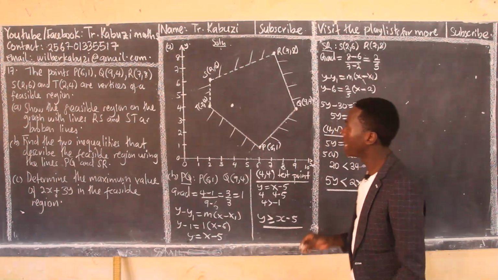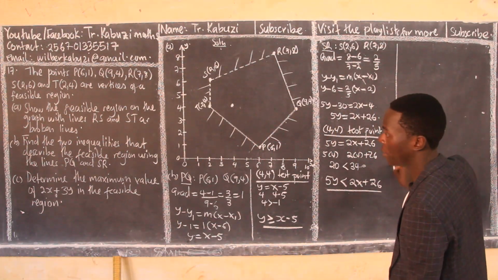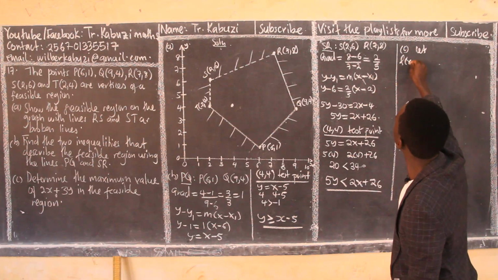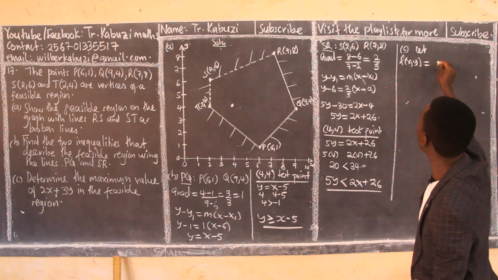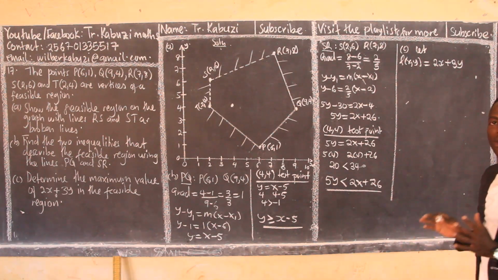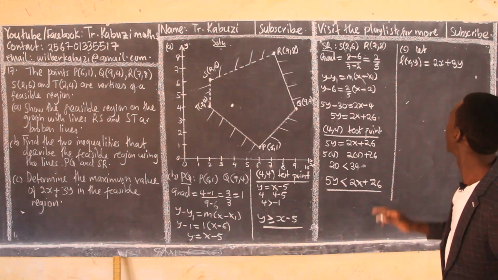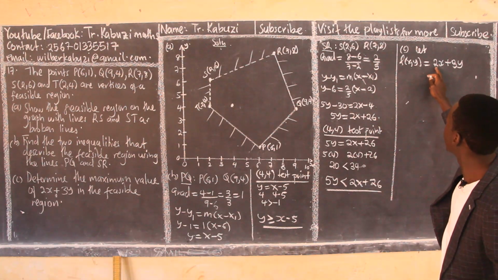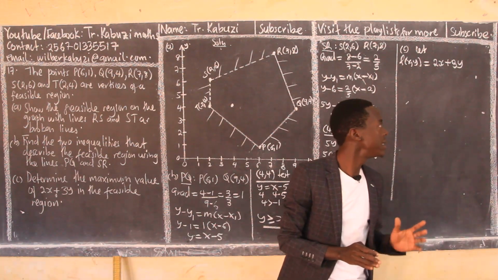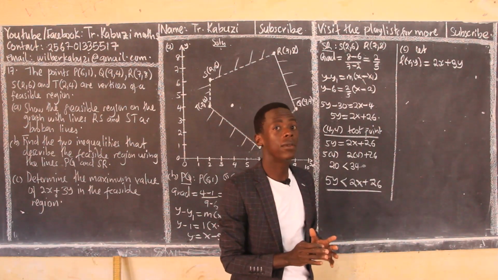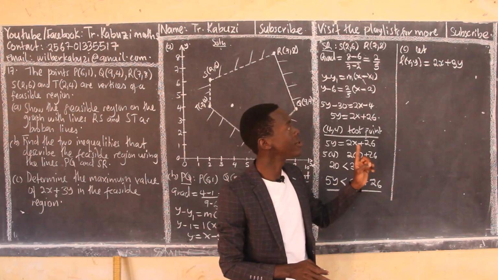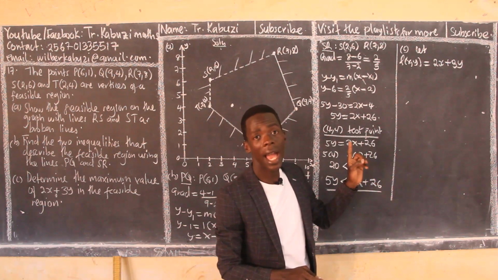Now, for part C, they want us to determine the maximum value. Let my function that I'm going to maximize be 2x plus 3y. To easily know which point you are going to use, look out for these two. You see that x has a coefficient 2, but y has a coefficient 3. Of the two coefficients, y has the biggest coefficient. It means that the value that is going to give us a maximum is the point with the highest value of y.